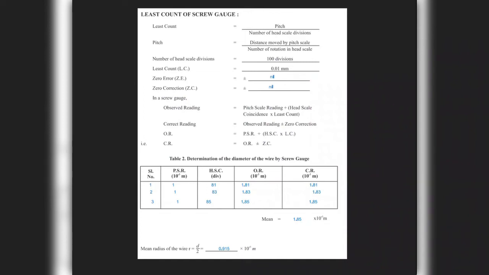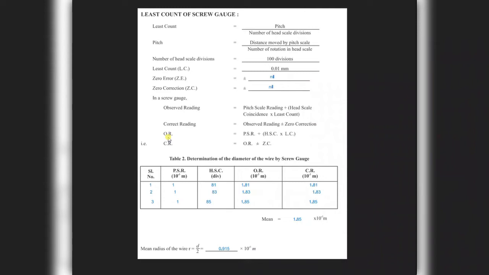Then we need to find the radius of the given wire. For that we use a screw gauge. Let me show an example. Using the screw gauge, the pitch scale reading of the wire is 1 and the head scale reading is 81, and the observed reading equals pitch scale plus head scale into least count. The least count of the screw gauge is 0.01. OR equals 1.81. It's an error free instrument, so ZC equals 0, and CR is the same as OR.